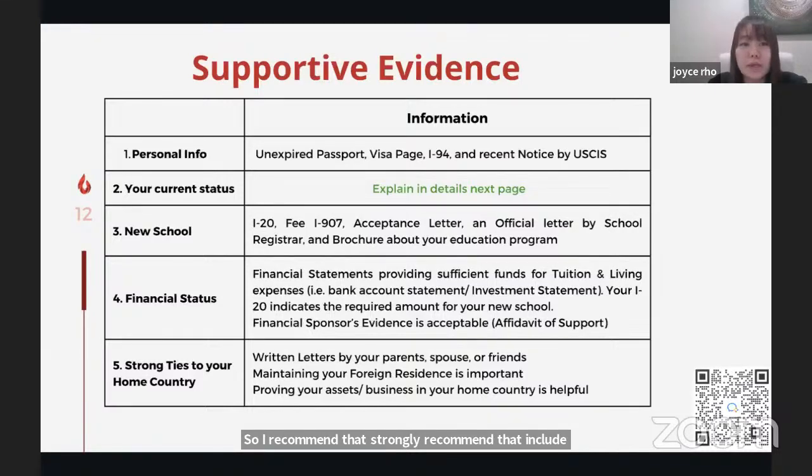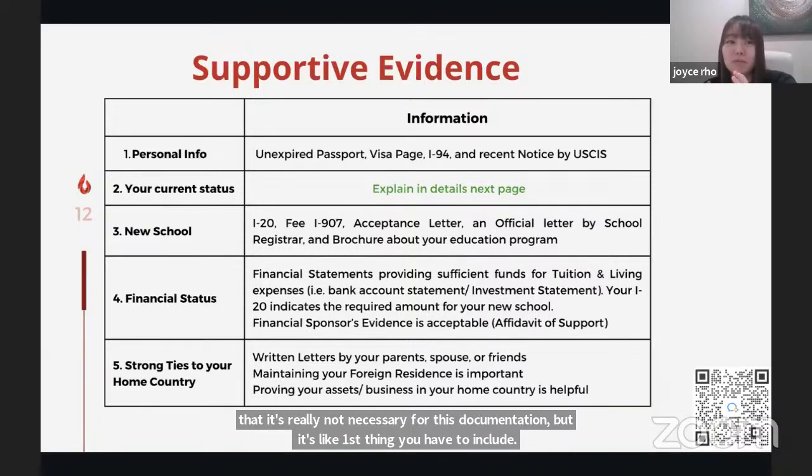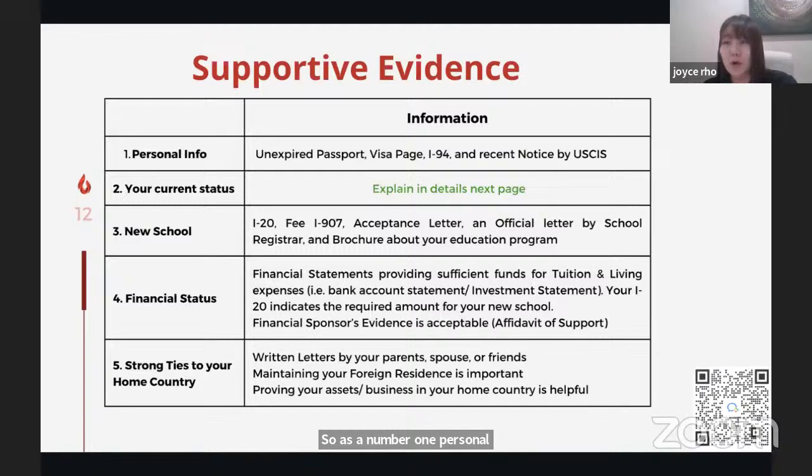So the first one, personal information, means including your unexpired passport, visa pages, I-94 form, and any recent notice by USCIS. Sometimes I see clients knocking on my office door saying, oh, I got the RFE, and then when I review the RFE letter, it is merely asking, oh, you forgot to submit your copy of passport. People think that passport is not really necessary for this documentation, but it's the first thing you have to include. So as number one, personal info, put those copies as part of your evidence.